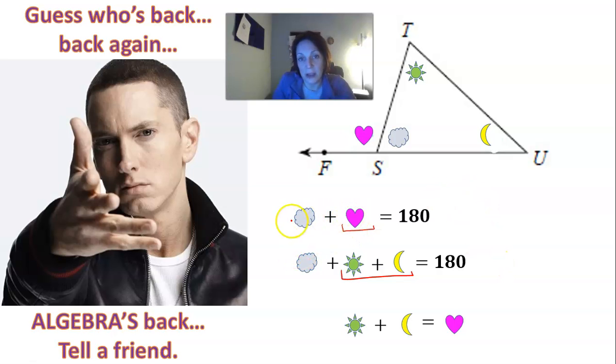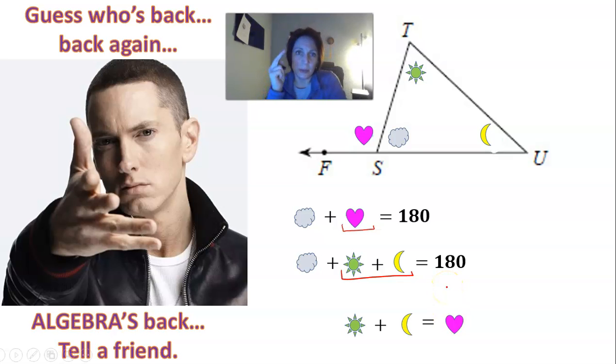So look, if it's still cloud and it's still 180 and this is the only thing that's different, then these two things must be the same, right? If this is 100, then this must be 80. Therefore, this must be 80 as well. So we know that the heart, the exterior angle, has to be equal to not the guy next to it, but the two other interior angles added up, and that's what this is down here.